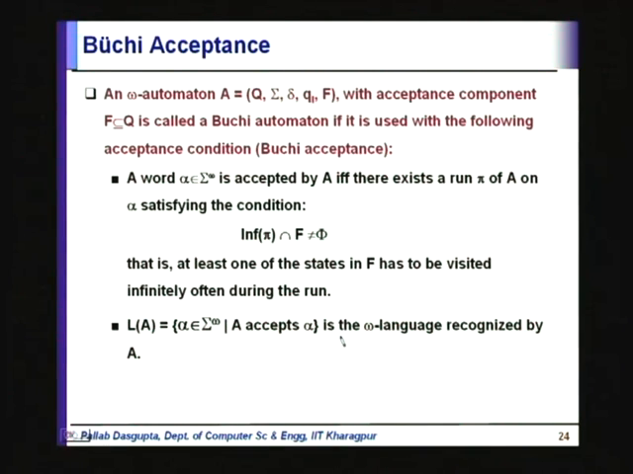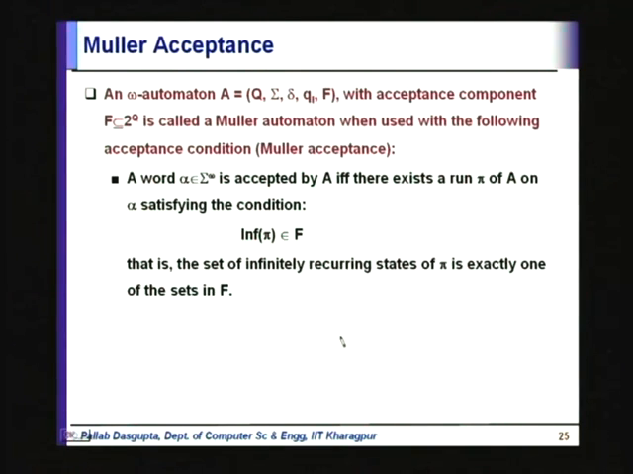Now, this is another type of automaton, called the Muller automaton, and the Muller acceptance condition is like this: the acceptance condition F is a subset of 2 to the power Q, so it is a subset of the power set of Q. Everything else is the same. A word alpha is accepted by A if there exists a run pi of A on alpha satisfying the condition that Inf(pi) belongs to F.